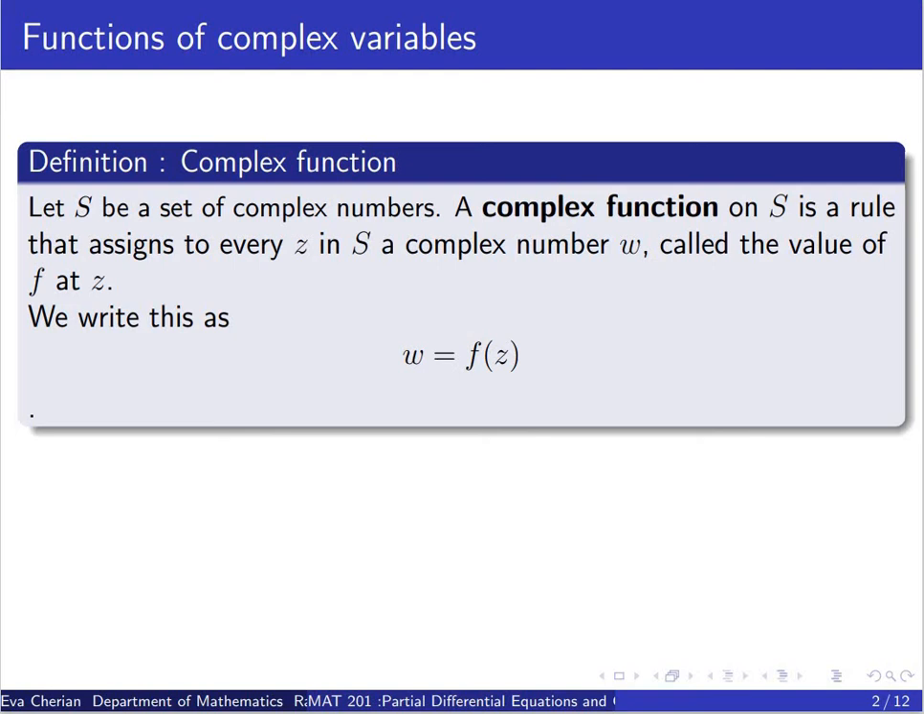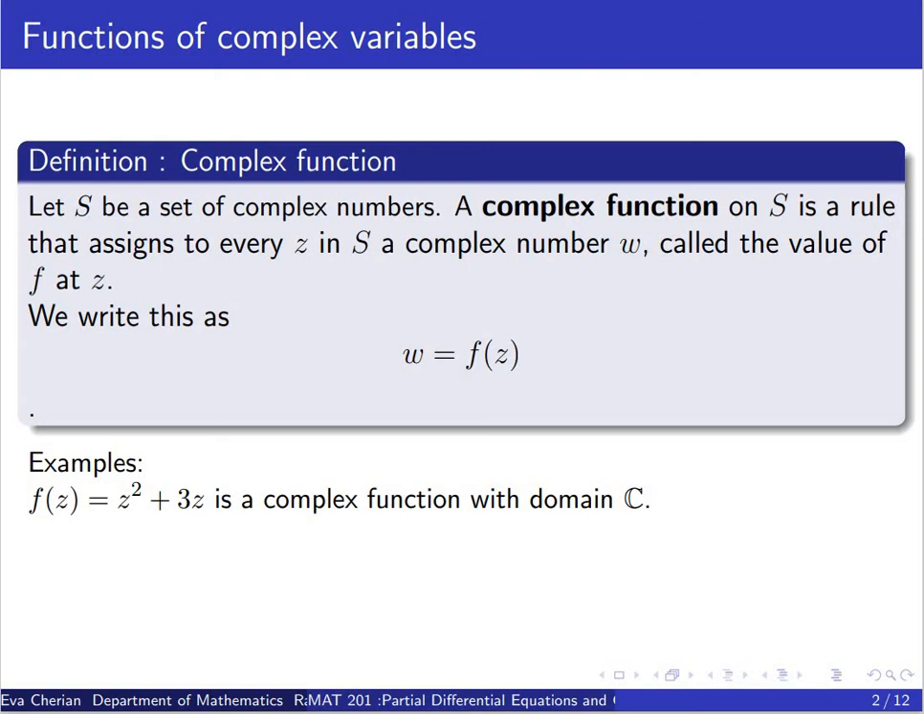So first of all, what is a complex function? Let S be a set of complex numbers. A complex function on S is a rule that assigns to every z in S a complex number w, which we call the value of f at z. We write this as w equals f of z.